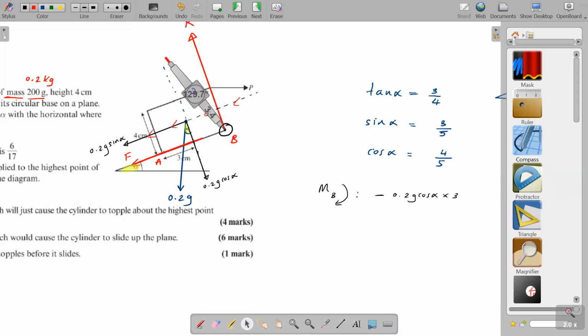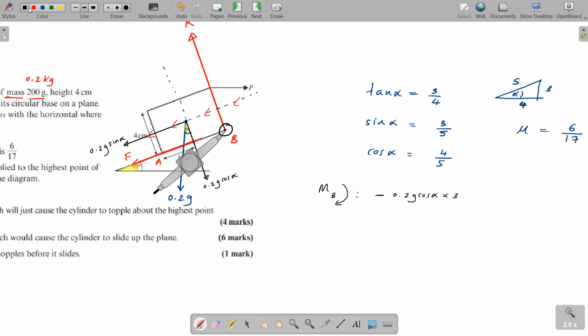When I pull along the direction of the arrow, 0.2g sin alpha is also giving me an anticlockwise moment. Can you see? 0.2g sin alpha also gives me an anticlockwise moment. So that's again anticlockwise, meaning negative 0.2g sin alpha. And guys, what about the perpendicular distance?